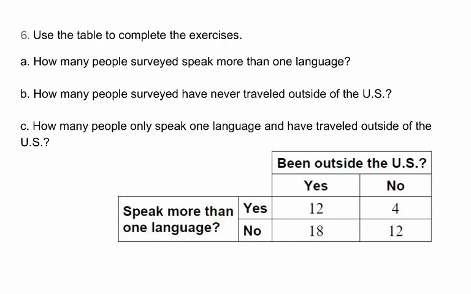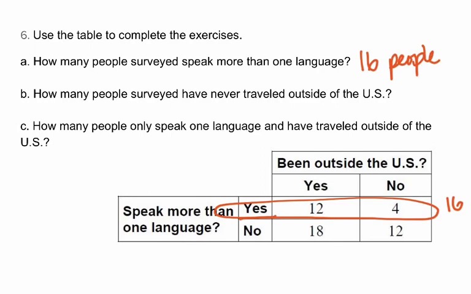All right, letter A, how many people surveyed speak more than one language? So the question is, do you speak more than one language? Yes, that would be these people. So how many total? That's where those marginal frequencies come into play. 12 and 4 would be 16 people total. For letter B, how many surveyed had never traveled outside the U.S.? Never outside the U.S. So again, this is another marginal frequency. Have you been outside the U.S.? That's no. So that is also 16 people.